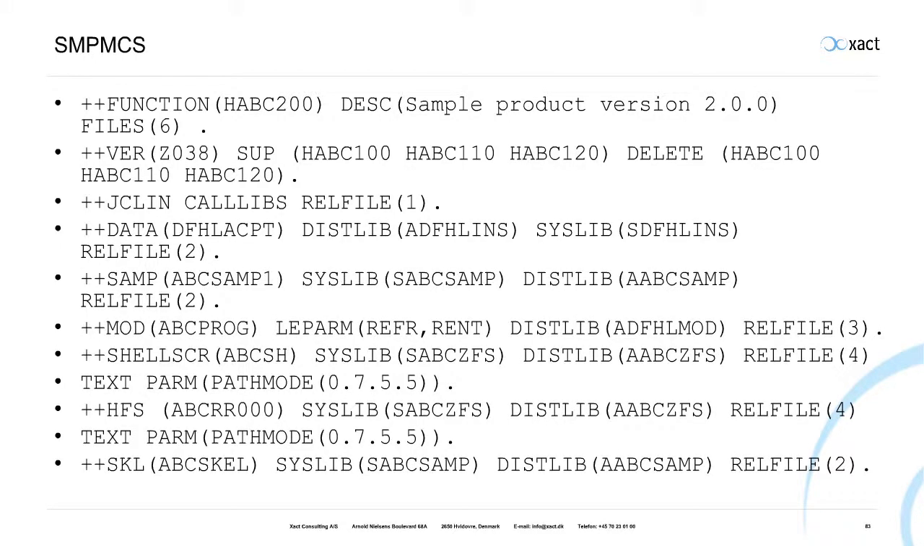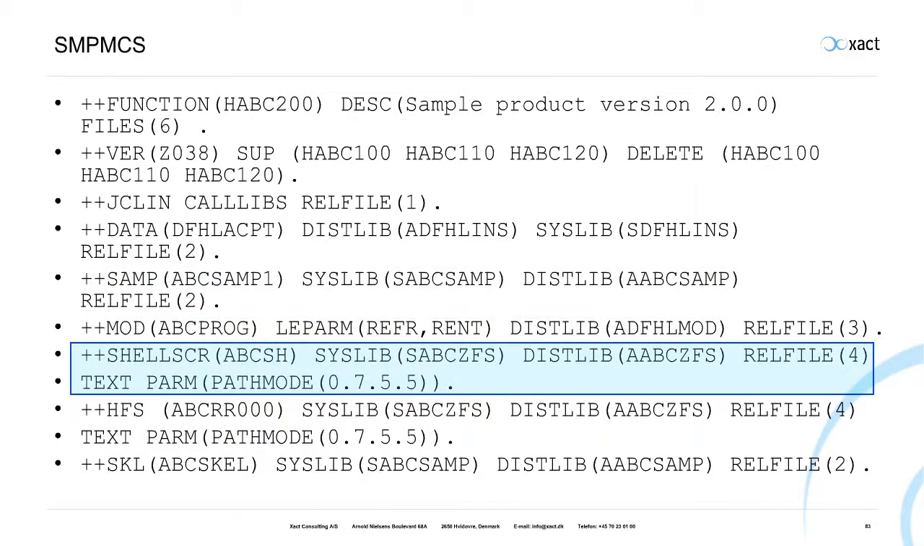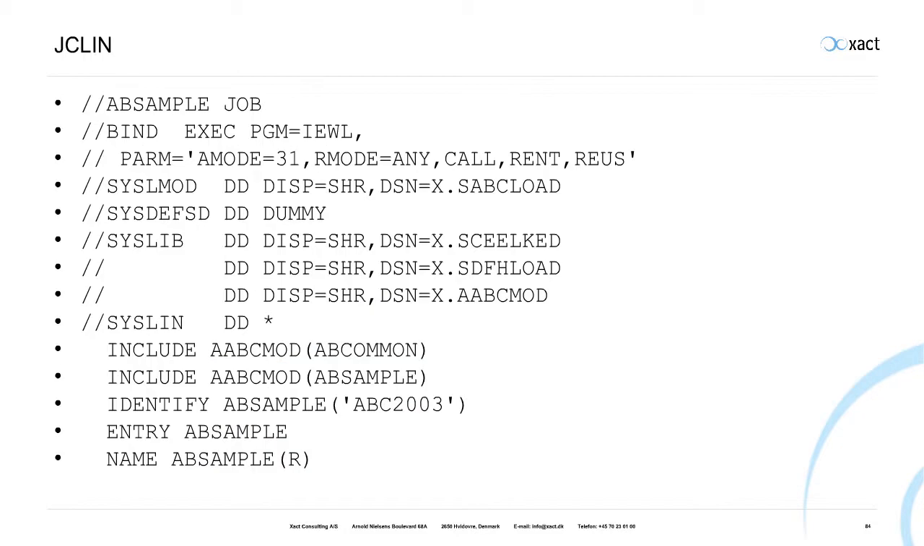This is some SMP MCS code. JCLIN is in rel file 1. We have a sample in rel file 2, which is applied to target library SABC SAMP and distribution library AABC SAMP. We have a Unix shell script in text format with access mode 755. This is the JCLIN that we have already discussed.